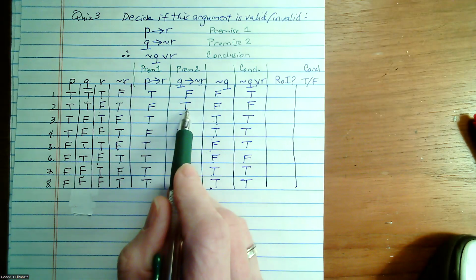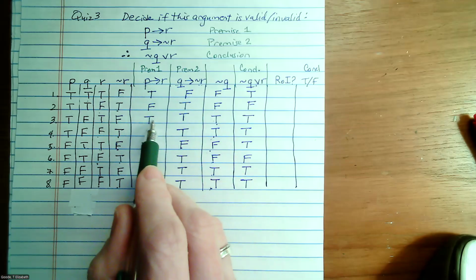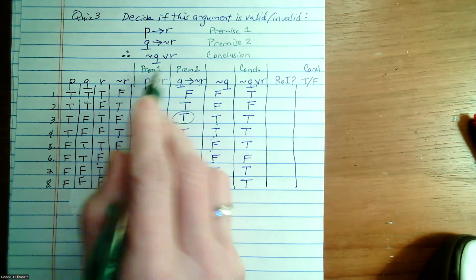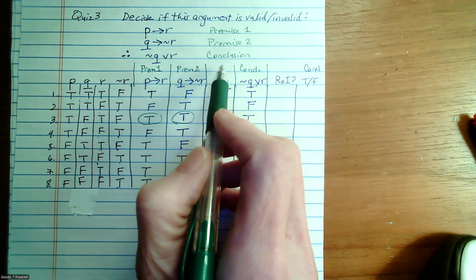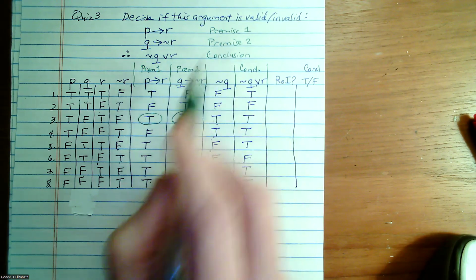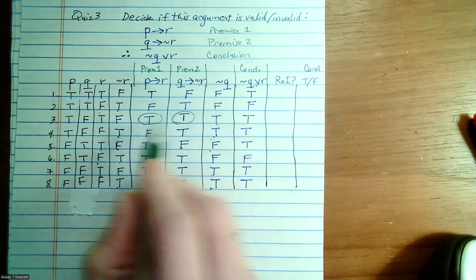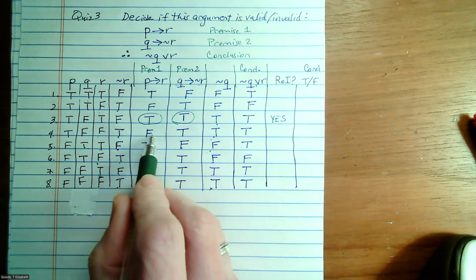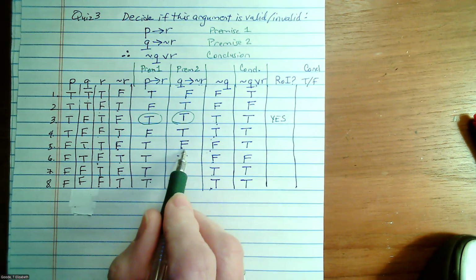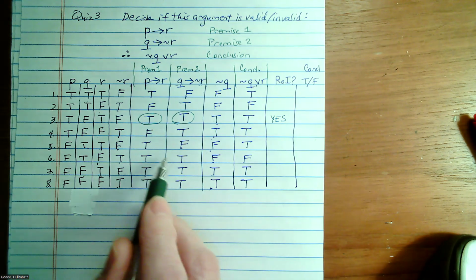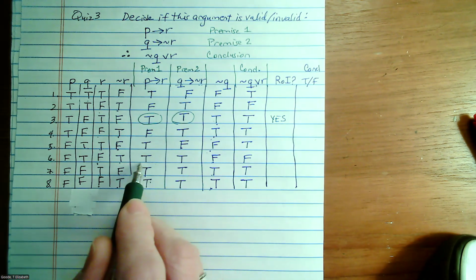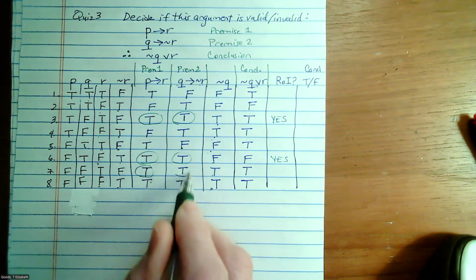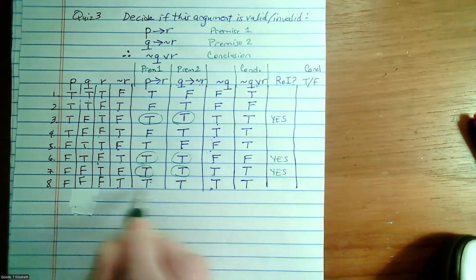What about row 2? It's not. Good. Row 3. Yes, because we have 2 true premises. We only had 2 premises. If we had 3 premises, all 3 of them would have to be true, right? But we only had 2 premises, and they're both true. So yes, this is going to be a row of interest. What about row 4? No, false. What about row 5? No. Row 6? Yes. All the rest of them are rows of interest because both the premises are true.